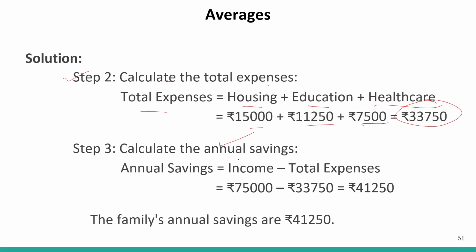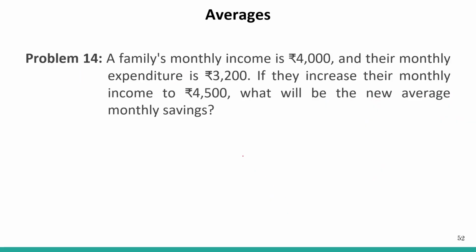So calculating the annual savings is equal to income minus total expense. 75,000 minus 33,750 is equal to 41,250. So the family's annual savings are 41,250. So let's see problem number 14. A family's monthly income is 4,000 and their monthly expenditure is 3,200.